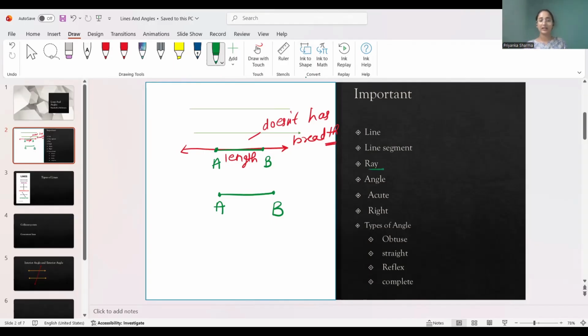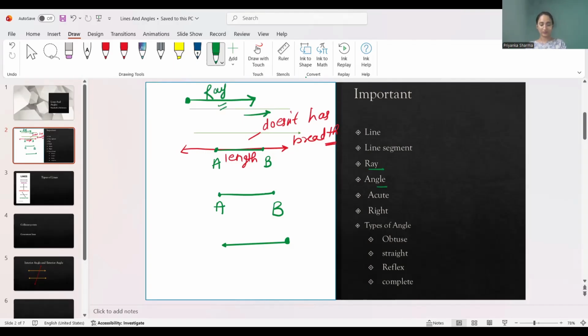And a ray is a subtype of line, meaning it's half line and half line segment. It has one fixed point and we can extend it in one direction. It could be in the forward direction or in the backward direction, but it should be opposite to the fixed point. If I have the fixed point here, it can be extended in the backward direction, but if it has this point, it can be extended in the forward direction. It is called a ray.